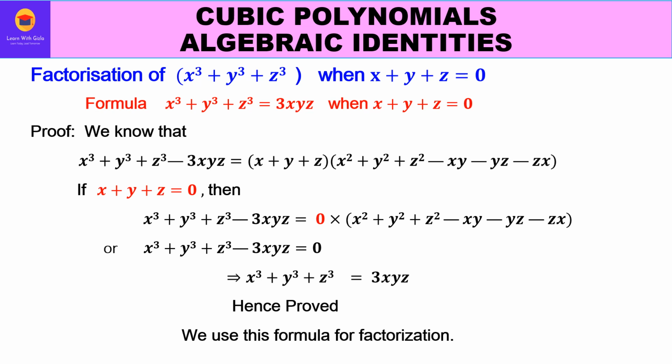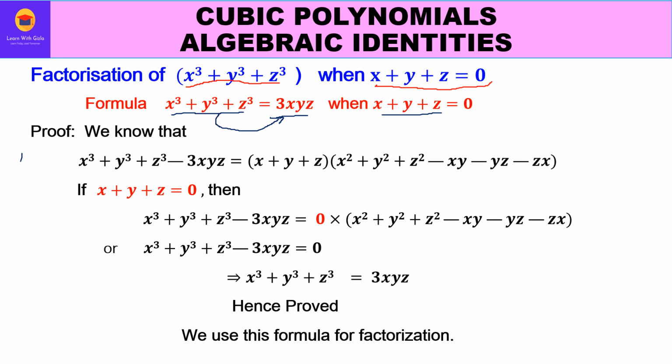Now there is one more type of question which can be asked: to factorize x cube plus y cube plus z cube when you have x plus y plus z equal to 0. Then how will you factorize it? The formula says x cube plus y cube plus z cube is equal to 3xyz when x plus y plus z equal to 0. How is it possible?